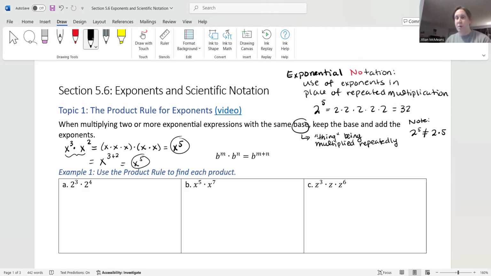But what if we had exponents of 50 and 62? We wouldn't want to write out 50 x's and then 62 x's and then have to go through and count them. Instead, we would just add those exponents and keep the base, okay? So let's go ahead and practice this one. Example 1 says use the product rule to find each product.